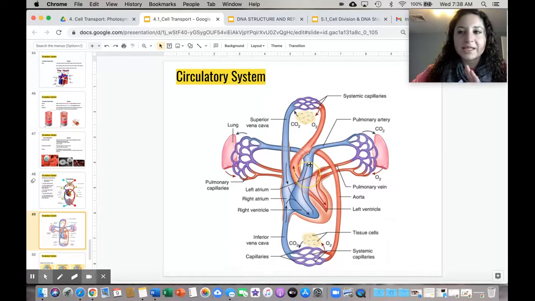So same loop, slightly different diagram. Whichever one works better for you, use that diagram.